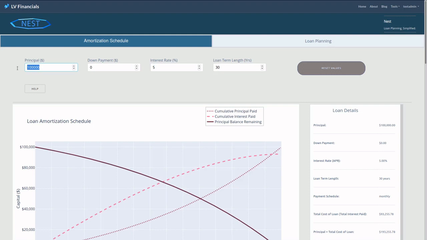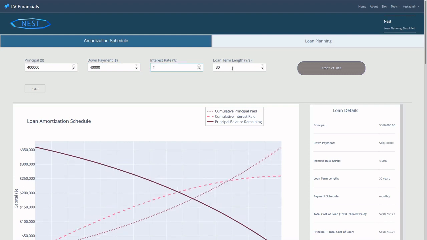Let's suppose that you are buying a $400,000 property. If you assume that the down payment is 10% of the principal, then you would be putting down $40,000. Let's start off with a low interest rate of 4%, and we'll leave the loan term length at 30 years.